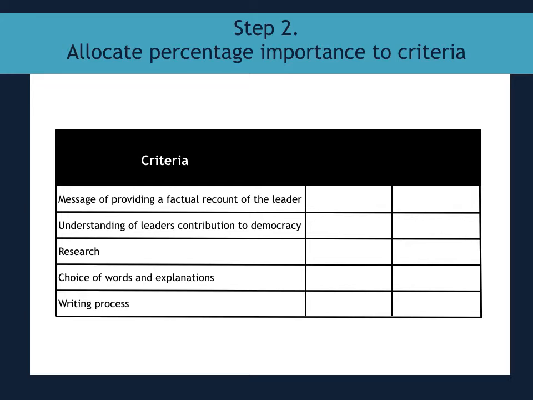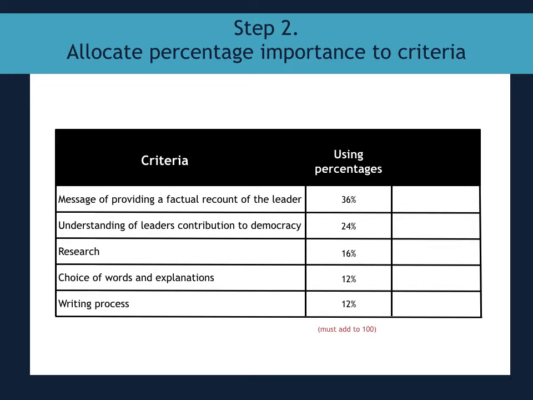So now I'm going to sit and I'm going to look at each criteria. I'm going to say, right, weighting wise, which are more important and which are less important? So I've decided to put the percentages like this. So I'm saying that the providing factual recount is 36%. Understanding of the leader's contribution to democracy is 24% of the total. Research is 16%, choice of words and explanations is 12%, and the writing process is 12%. So that's what I've decided on here.